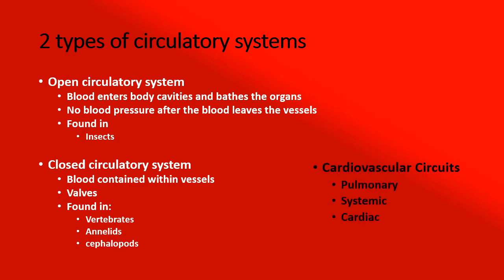Now, I wanted to point out there are 3 cardiovascular circuits. You should be familiar with all of them: pulmonary, systemic, and cardiac. So the pulmonary is obviously relating to the lungs, like the pulmonary arteries and the pulmonary vein. There's also the systemic circuit, which is relating to the body. So things like the subclavian artery, for instance, would be part of the systemic circuit. And then, of course, there's the cardiac circuit, which is the flow, the blood provided to the heart, like from the coronary arteries.